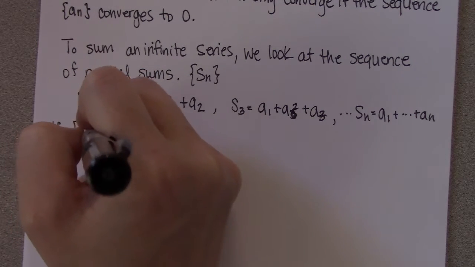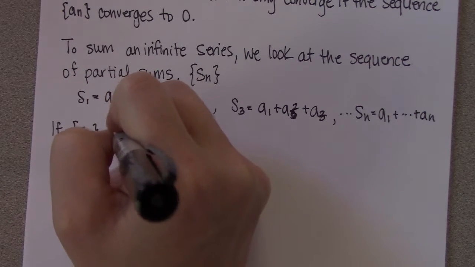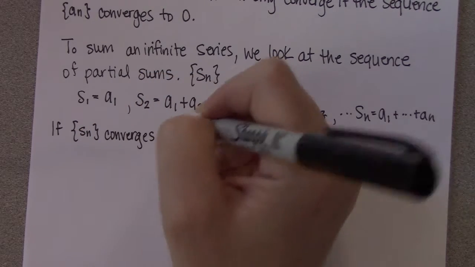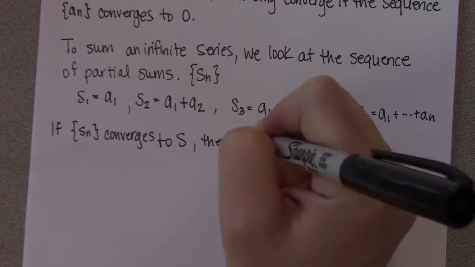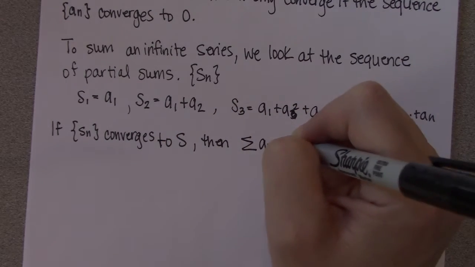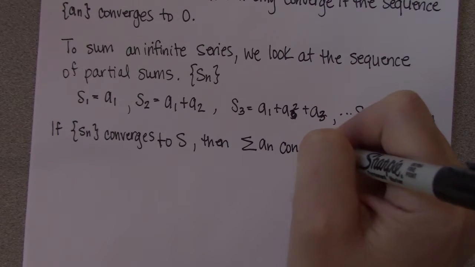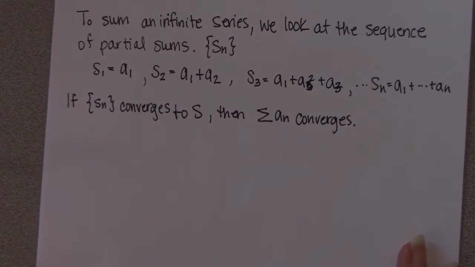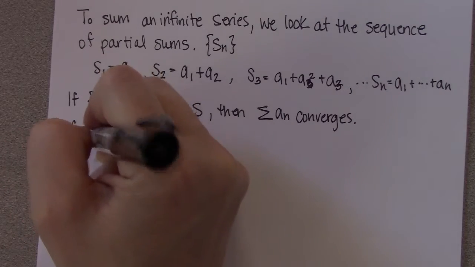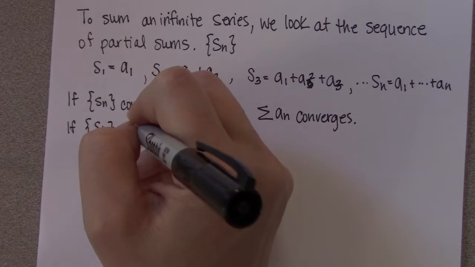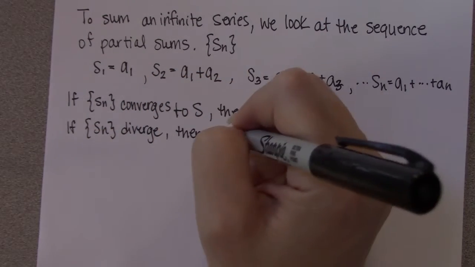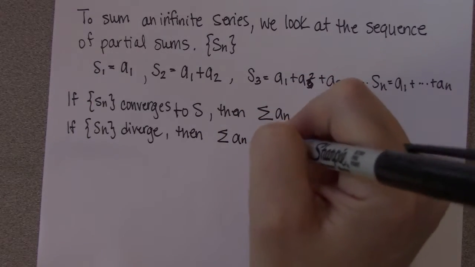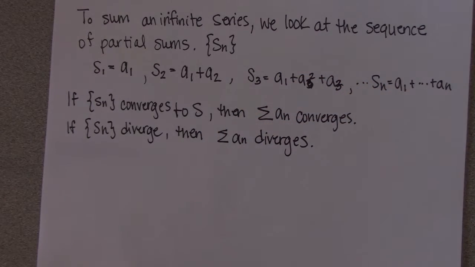If the sequence of partial sums converges to some value S, then we say the series converges. If we see that the partial sums diverge, then we say that the series diverges.